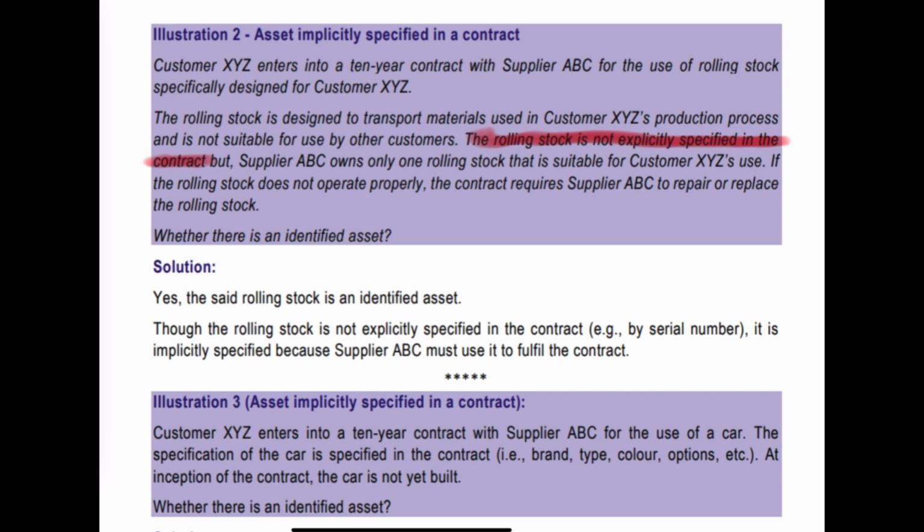So even though in the contract it is not very specifically talked about this machinery, since the lease term is between XYZ and ABC, and ABC does not have any other suitable asset, it only has this asset, it implicitly means that the identified asset is this specific equipment.